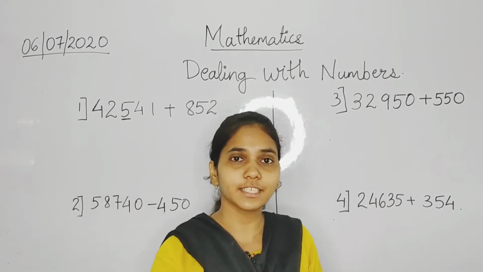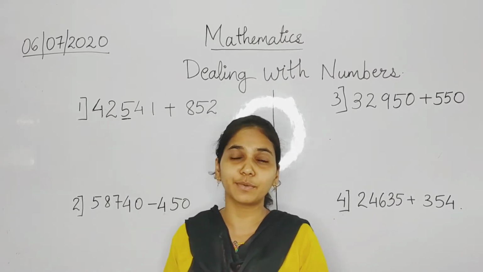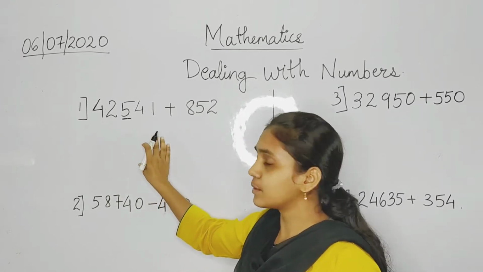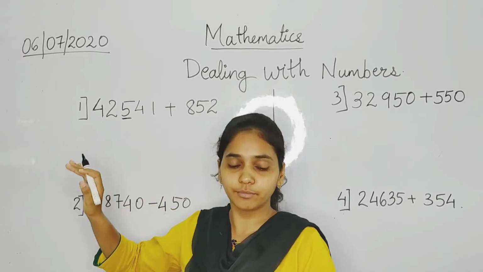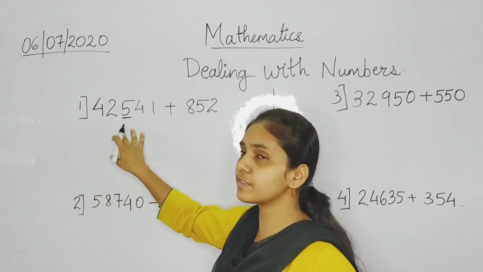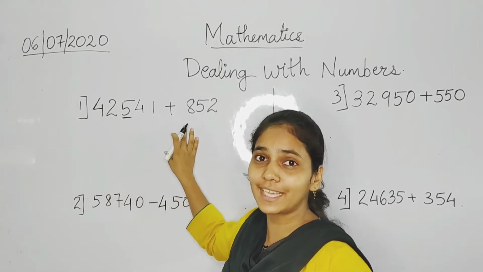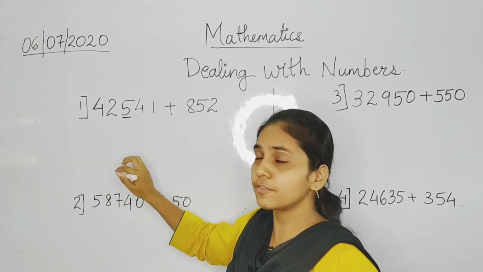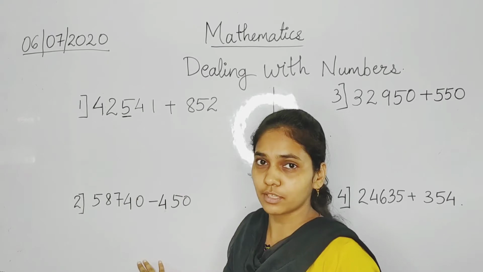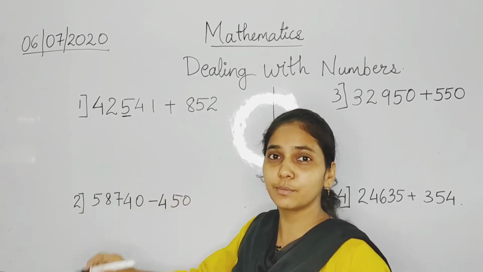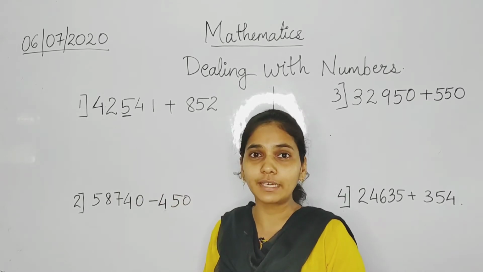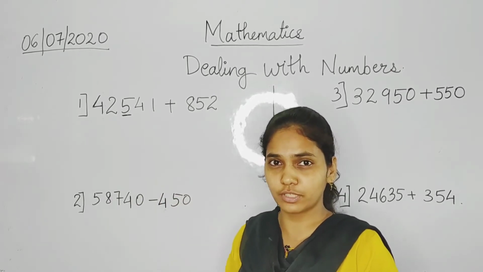Okay, so in today's class we are going to see how to estimate calculations by rounding of figures. Estimating calculations means what? This is just an estimation. Estimation means the calculations which we are going to do will not be exact, the addition or subtraction answers will not be exact. Estimation means first we round off the numbers to the nearest number, and then we do the calculations on those numbers.